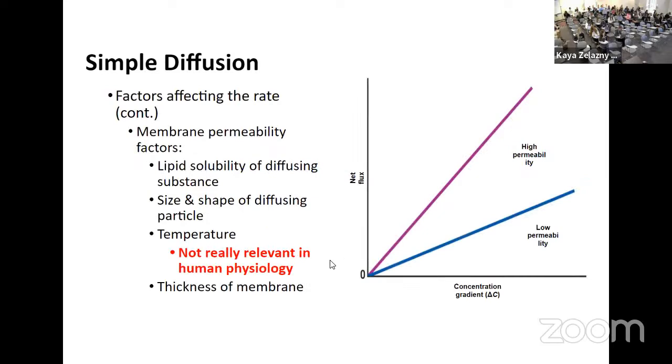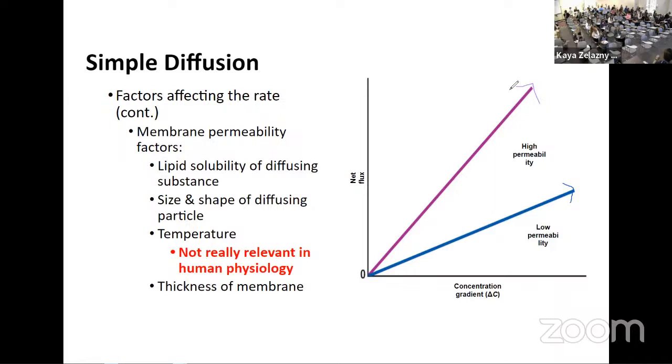And our permeability also has an effect. So if something has low permeability, if the membrane only has a little bit of permeability to some molecule, we'll see the net flux, so the overall movement, the overall simple diffusion, will go up over time with this concentration gradient, but it's not going to go up nearly as fast as if that membrane is highly permeable to that substance.